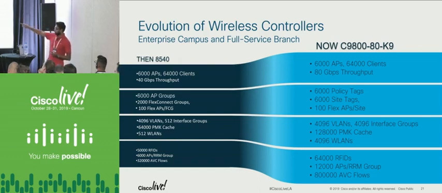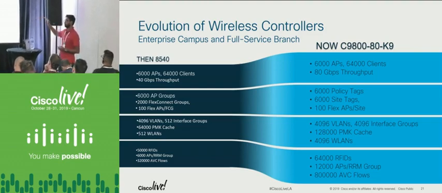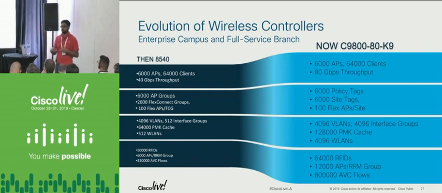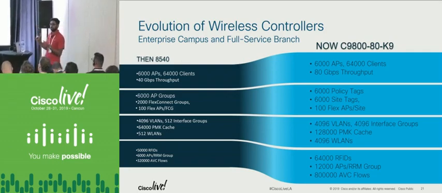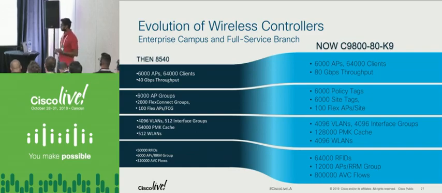A quick note, if you look at the second bar, 6000 AP groups translates to policy tags, and FlexConnect groups translates to site tags. I would not worry about these terminologies for now because I'll explain why AP groups became policy tags and Flex groups became site tags in the newer configuration model section. So why we needed to move into the newer configuration model will start making sense, and why we changed some of the terminologies here.